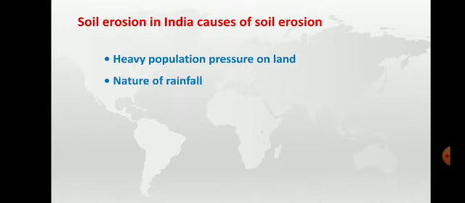Next we'll see nature of rainfall. So India receives 80 to 90% of rainfall in the monsoon season. So heavy downpour during monsoon leads to floods and all, and after that the remaining months it will be in drought condition. So this heavy downpour and drought condition also affects the soil here.